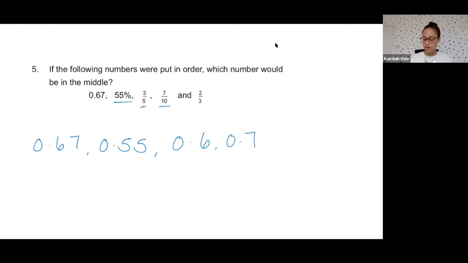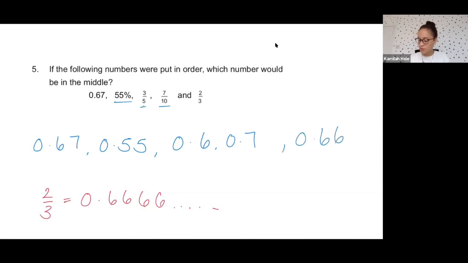So 2/3, as I hinted at before, 2/3 is 0.6666, goes on forever. For the purposes of this question, I am going to write 0.66. One sec.